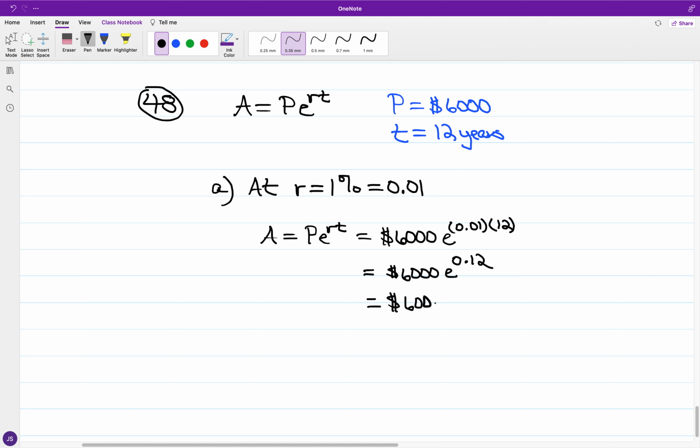Again, E is that 2.718 figure. Now for E to the 0.12, we're looking at right at 1.1274. And multiplying by $6,000, the number here would come out right to $6,764.98.